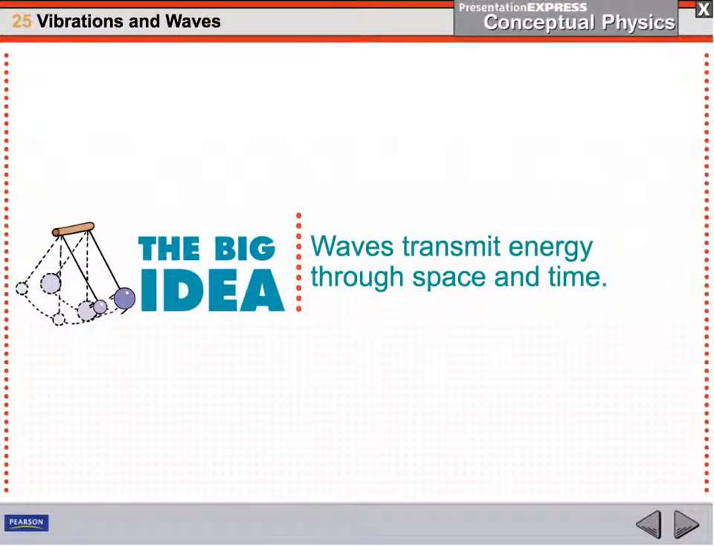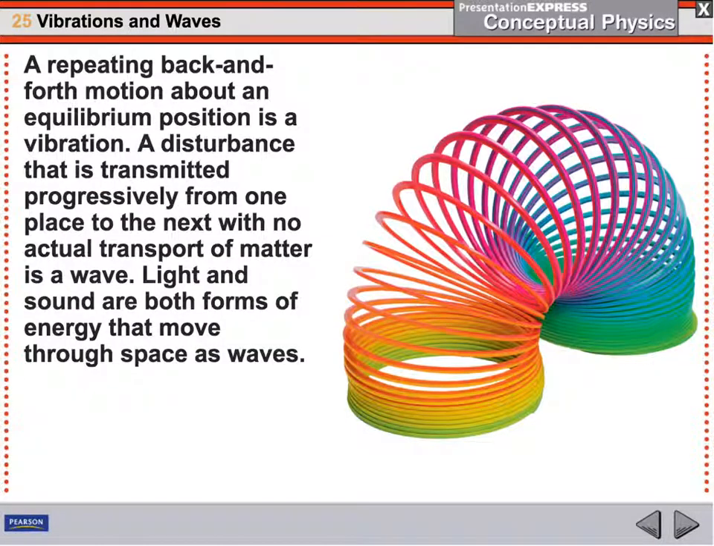We're now moving into waves. Waves transmit energy through space and time. Repeating back and forth motion about an equilibrium position is called a vibration. A disturbance that is transmitted progressively from one place to the next with no actual transport of matter is called a wave. Light and sound are both forms of energy that move through space as waves.